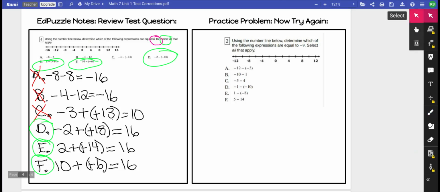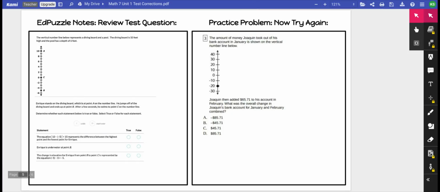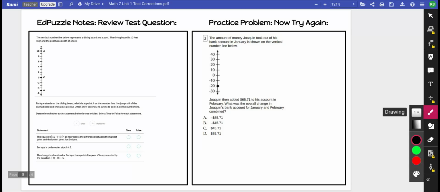Okay, so now we're going to move on to our third example. We only have 4 problems that you guys are going to do. So 2 more to go. So if we look at this, it says a vertical number line below represents a diving board and a pool. The diving board is 10 feet high. So that's where A is.